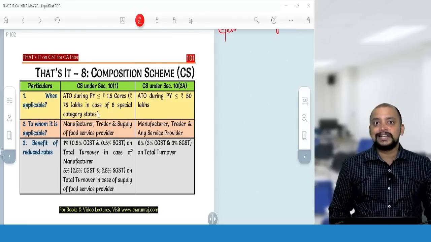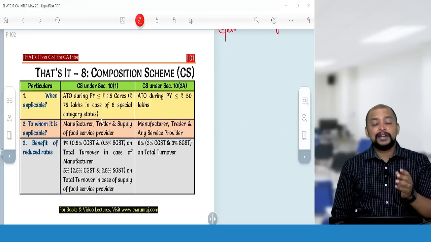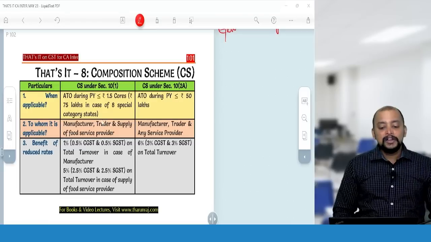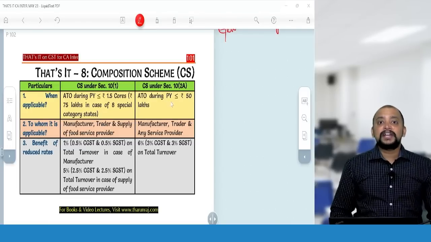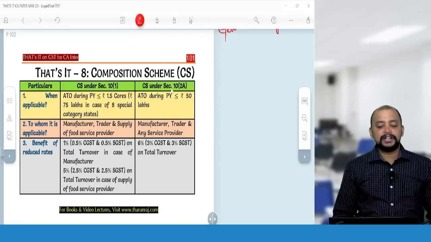What are those 8 states? Manipur, Mizoram, Tripura, Nagaland, Uttarakhand, and SAM, that is Sikkim, Arunachal Pradesh and Meghalaya. For those 8 states it will be 75 lakhs. Whereas under 10.2A, if aggregate turnover does not exceed 50 lakhs, then they can go for the composition scheme under 10.2A.